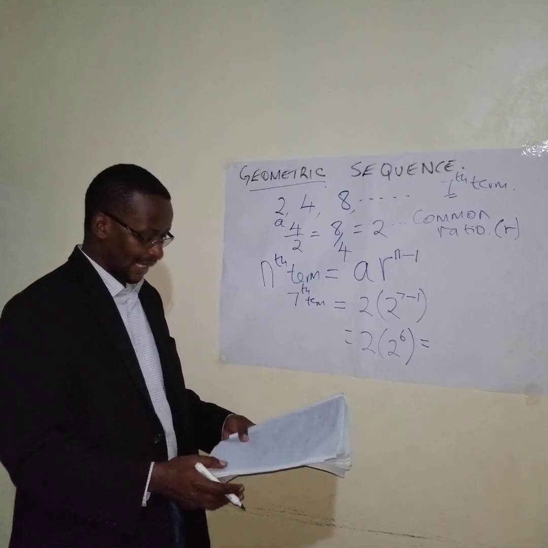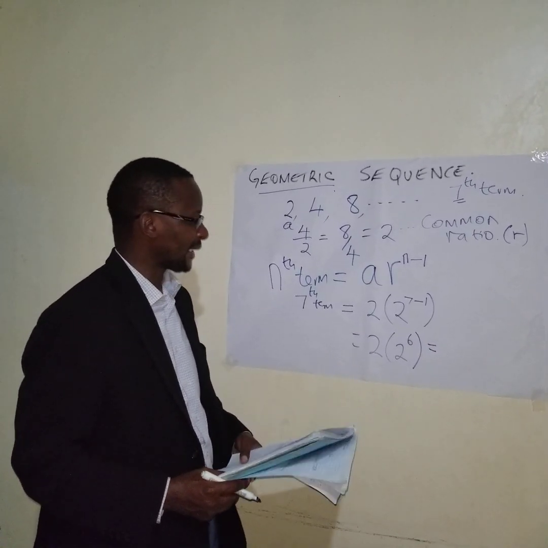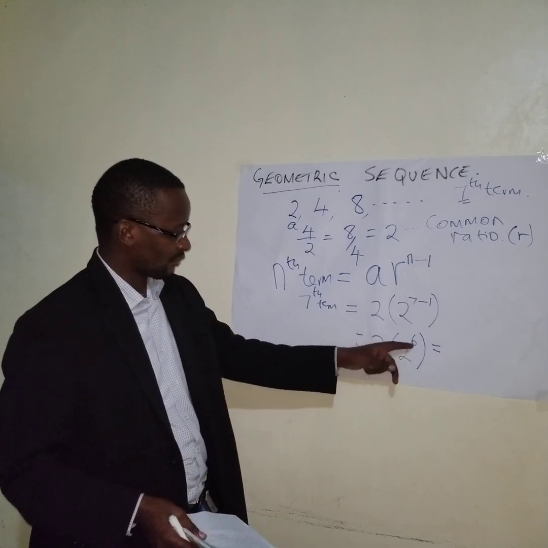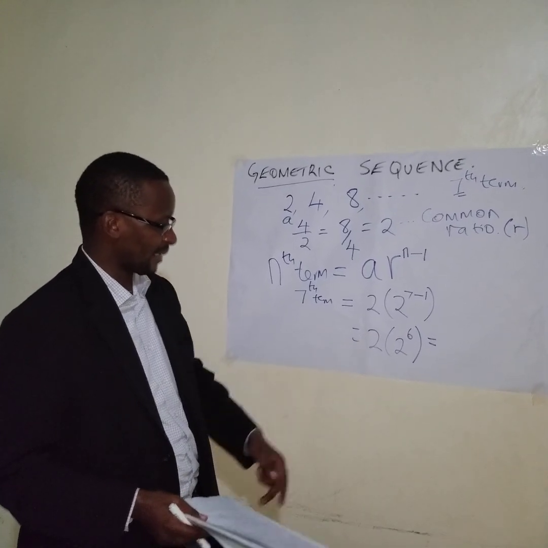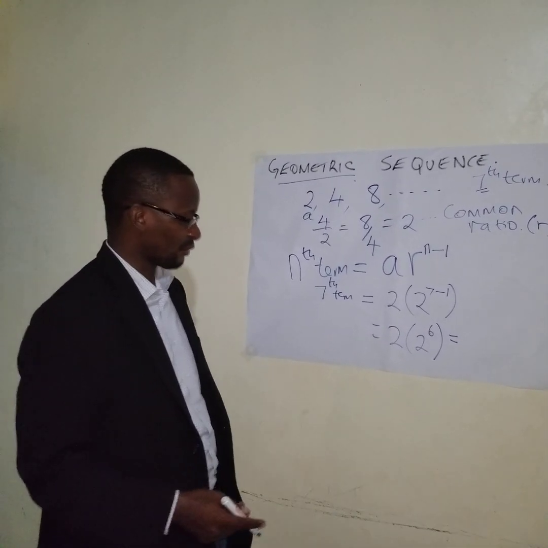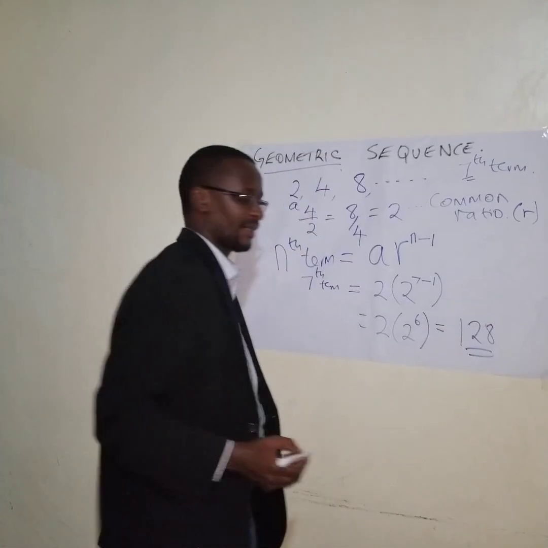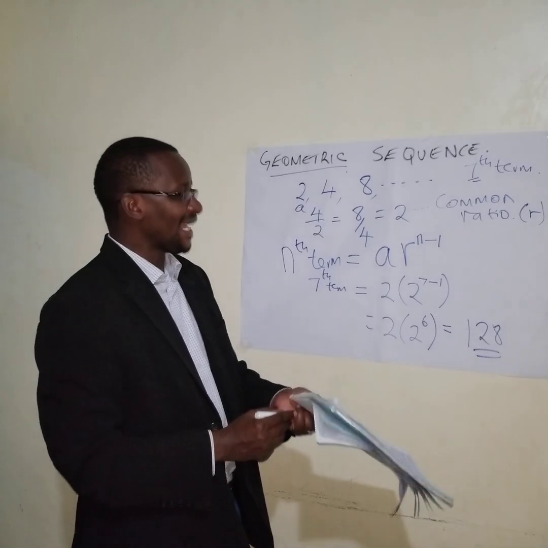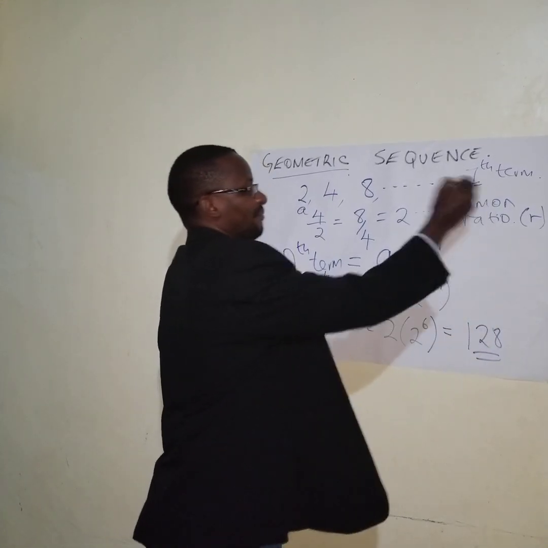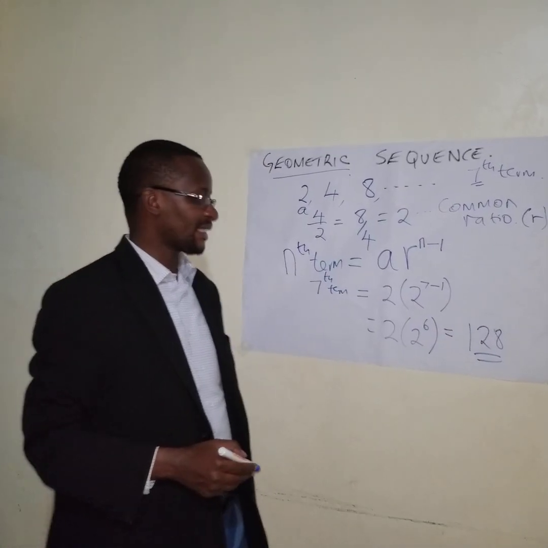So you can do that one. I think that will give you around a number like 2 raised to power 6 multiplied by 2. That's around 2 raised to power 7. I think it should be 128. You can check. So 128 is our 7th term.